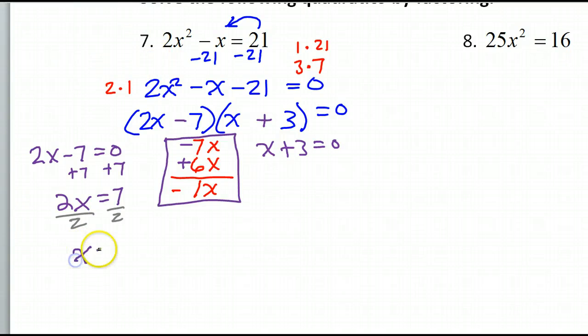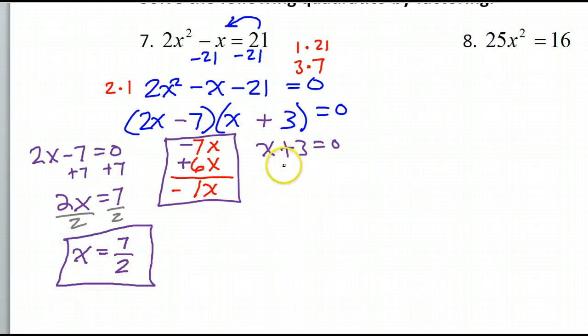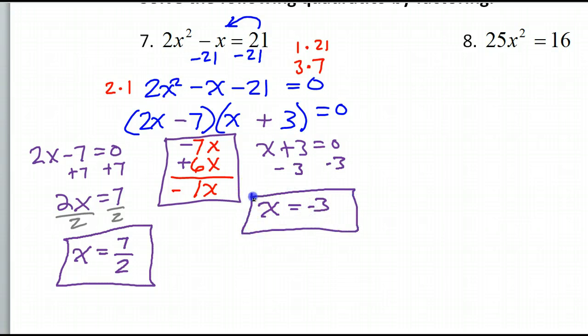So I get x equals 7 over 2. Okay, that's one answer. Meanwhile, over here I will subtract 3 from both sides. So that's going to give me x equals negative 3. Okay, so these are the two solutions, 7 over 2 or negative 3.